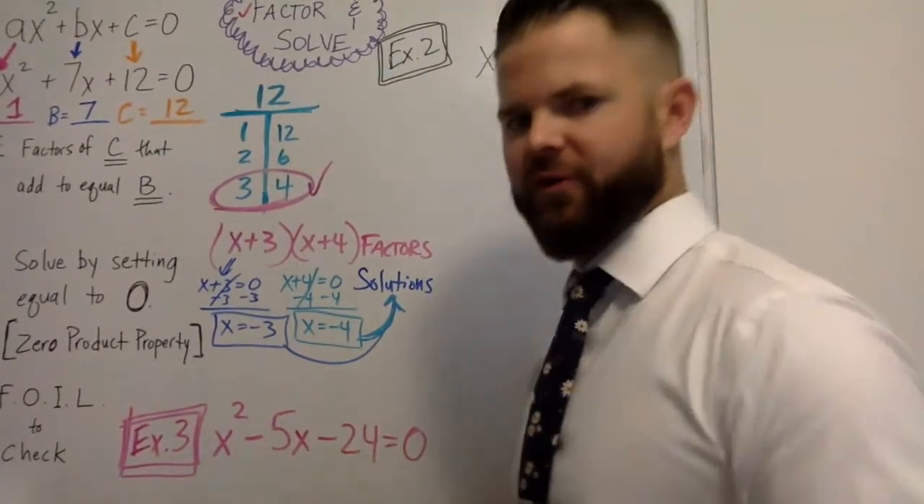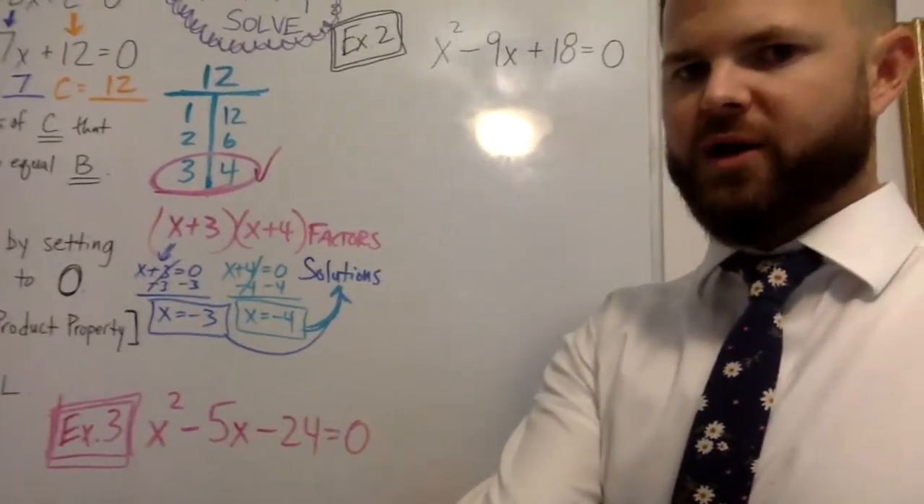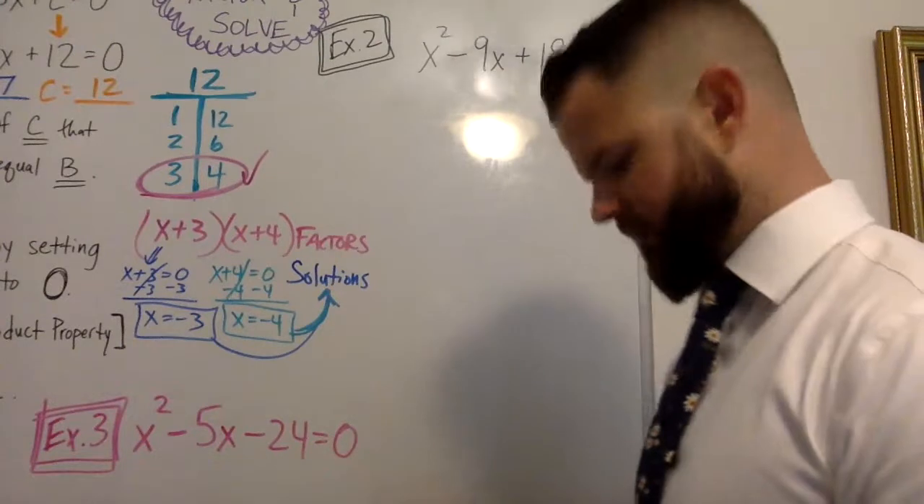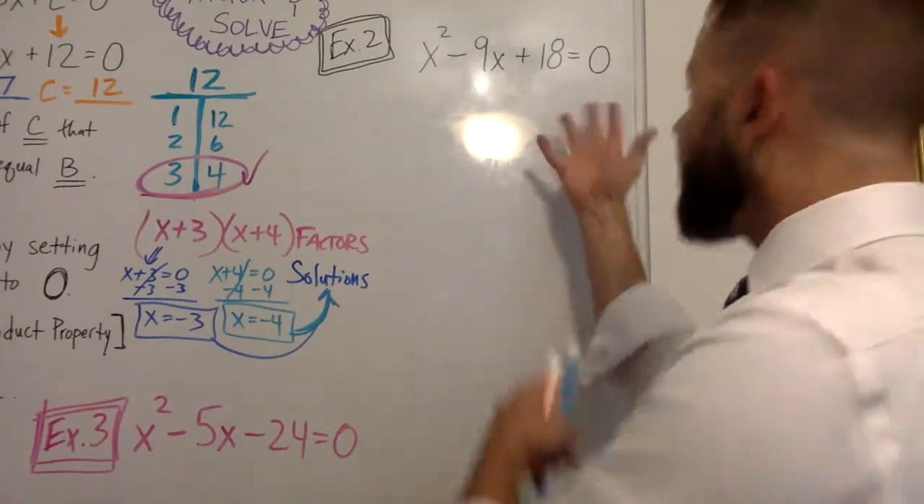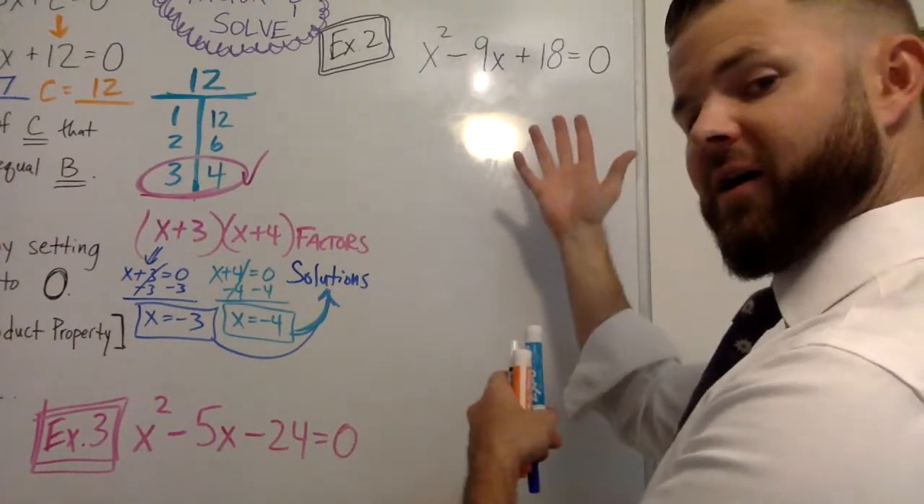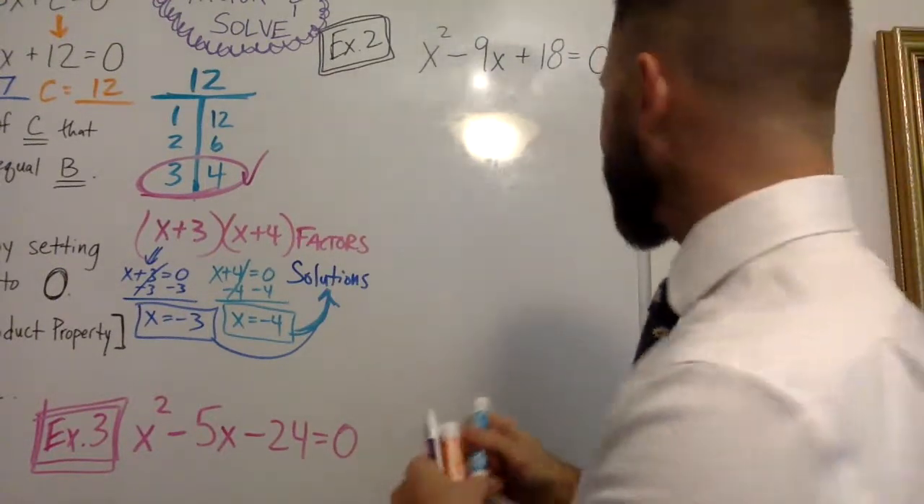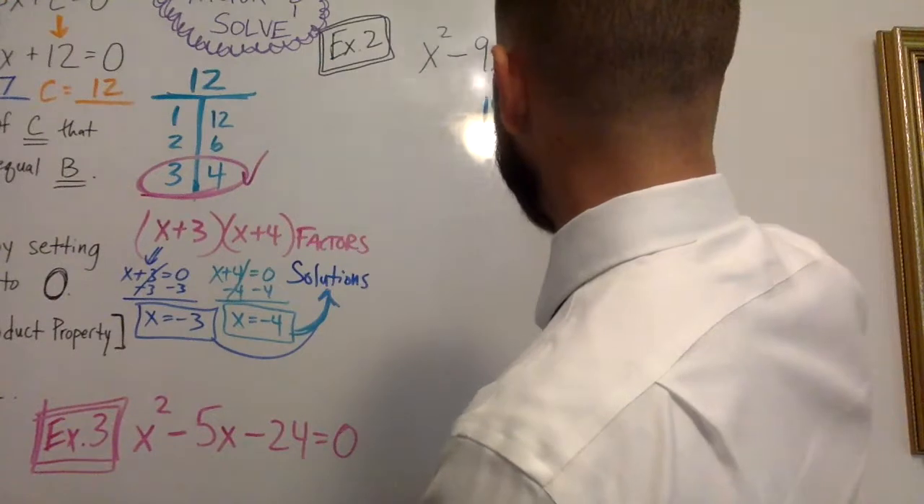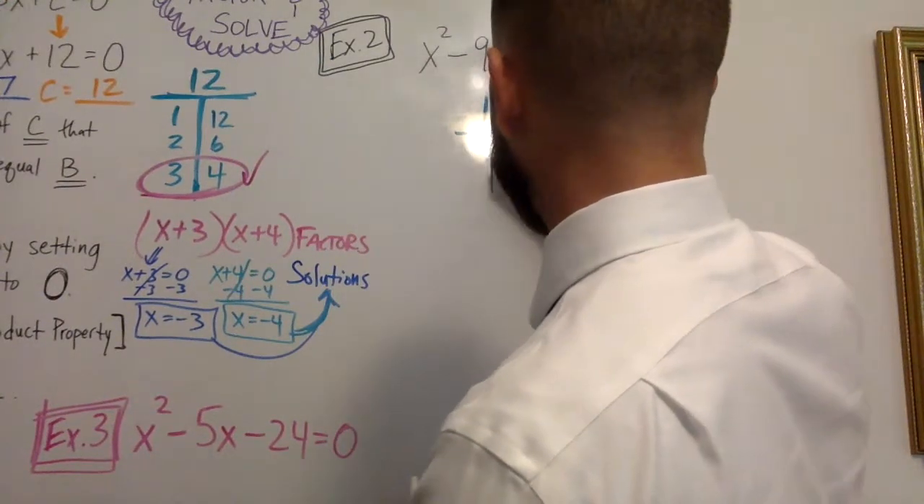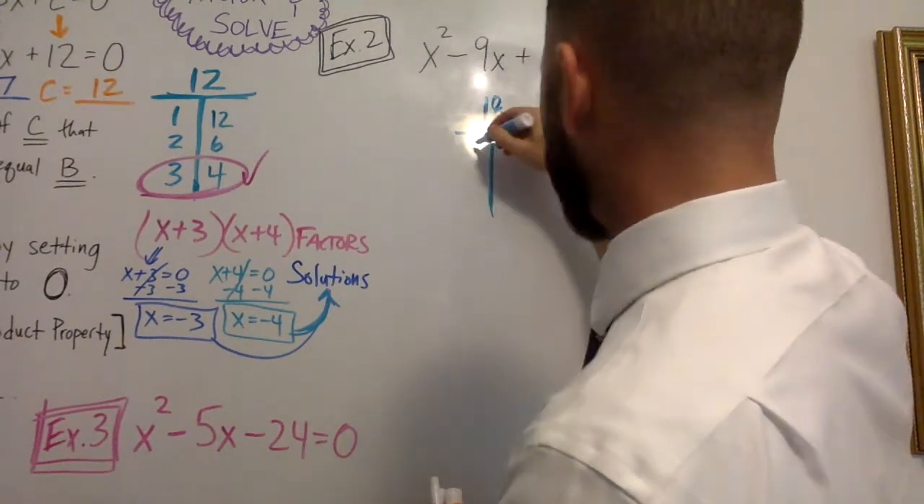All right. Now for example number 2, I'm going to jump into it. I'm not going to waste as much time. Essentially I'm looking for factors of 18 that add up to equal -9. So let's see what I got. Here's my 18, I got a little factor tree for this. Let me see what I'm working with.